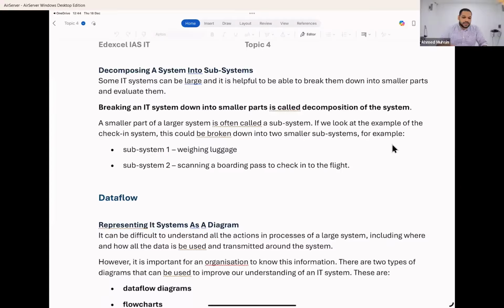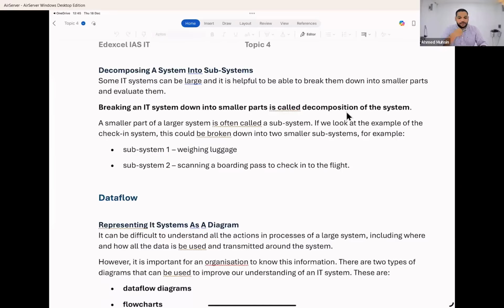Okay, all right, can you guys read it? Some IT systems can be large, and it is helpful to be able to break them down into smaller parts and then understand each part. Breaking an IT system down into smaller parts is what we call decomposition of the system, or decomposing a system. Okay, you're breaking this complex system into smaller, understandable parts. A smaller system of a larger system is often called a subsystem.